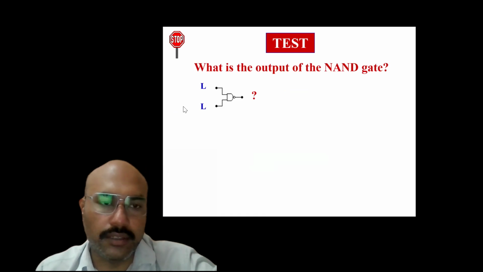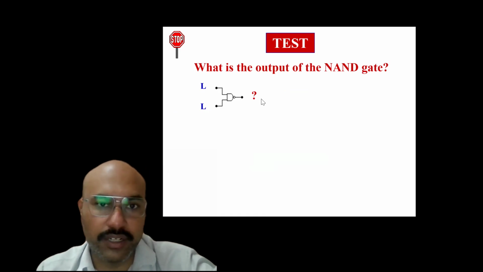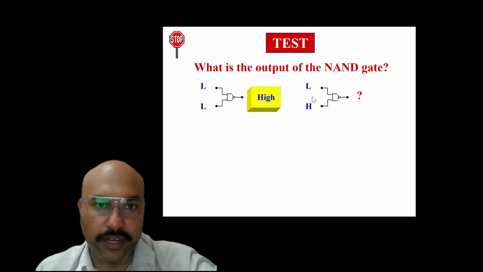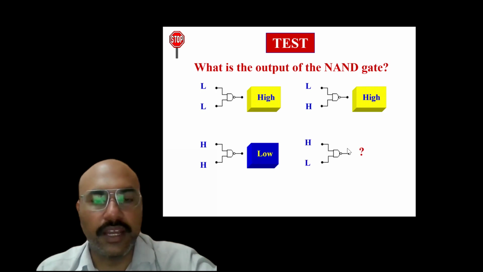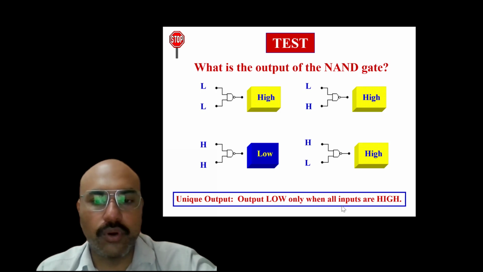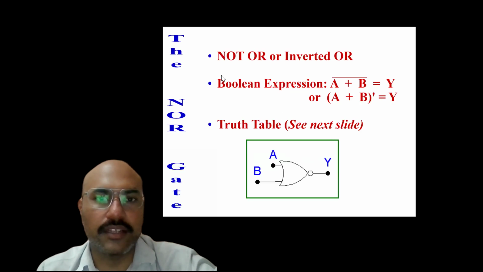So you can test: if both the inputs are low, in the AND gate the output is 0. But as you have applied an inverter after it, that means a bubble is there representing a NOT gate, so the output will be high. If any of the inputs is low, then your output will be high. If both the inputs are high, then your output will be low. So the output is low only when all inputs are high, and for the rest of the cases, you will get high.